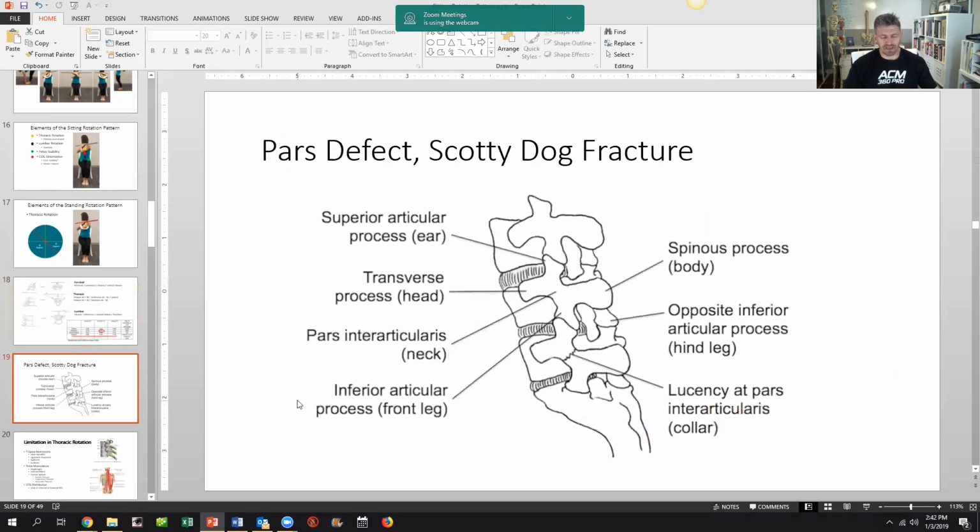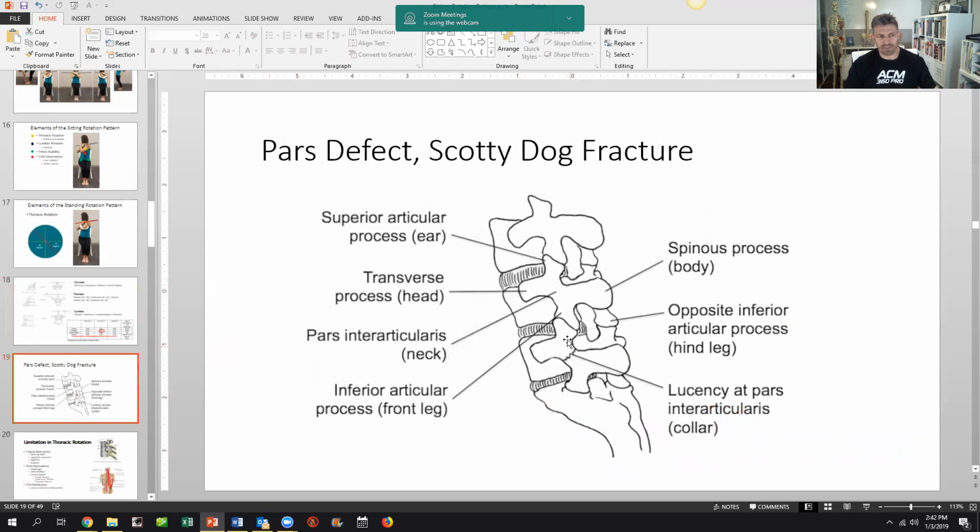If you've ever heard, and again, this isn't a medical assessment, but you will come across people who have had quote-unquote Scotty dog fractures. I'll explain that in a second. They're called pars defects. You hear this with spondylolisthesis or spondylolysis, and that's essentially the lumbar vertebrae that slips forward, or rotates on itself. I'll show you this in a second too, the musculature.